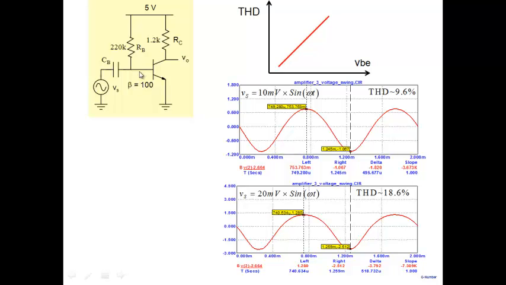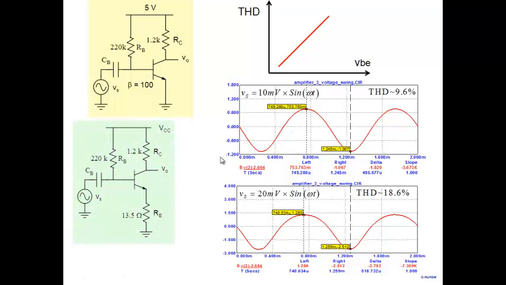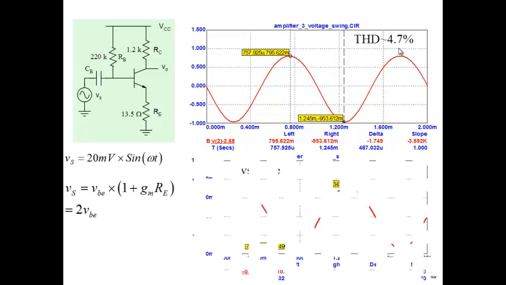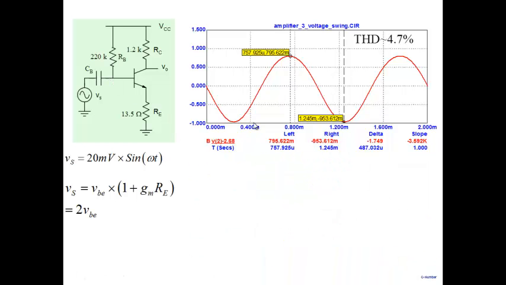Example, I have a stage here. We know that if I apply 20 millivolt and I put RE and I get 10 millivolt, I should get 10% distortion. So I took here 20 millivolt, we put 13.5 ohms, which makes it equal to 2 VBE. So if I apply 20, 10 will appear here, and I should, according to the picture that we had, get around 9.6% distortion. Same, because base emitter voltage is still 10 millivolt. But what do I get? 4.7% distortion.